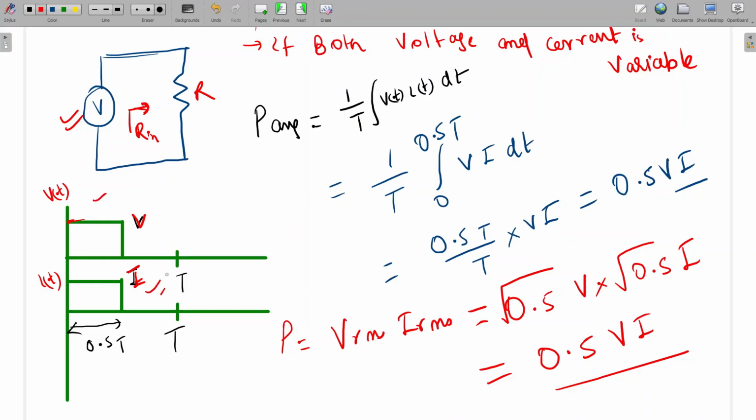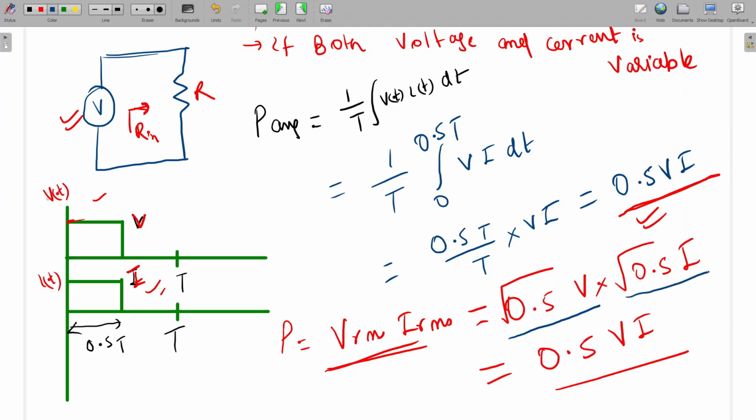Okay. So what will be the average power? Average power will be 1 by T into integral of v(t) i(t) dt. So this will be 1 by T, 0 to 0.5 T, V I dt. So here we can see that the average power is 0.5 V I. And if we multiply the RMS values of these two quantities, the first quantity's RMS value is how much? Square root of 0.5 into V. And the current RMS value? Square root of 0.5 into I.